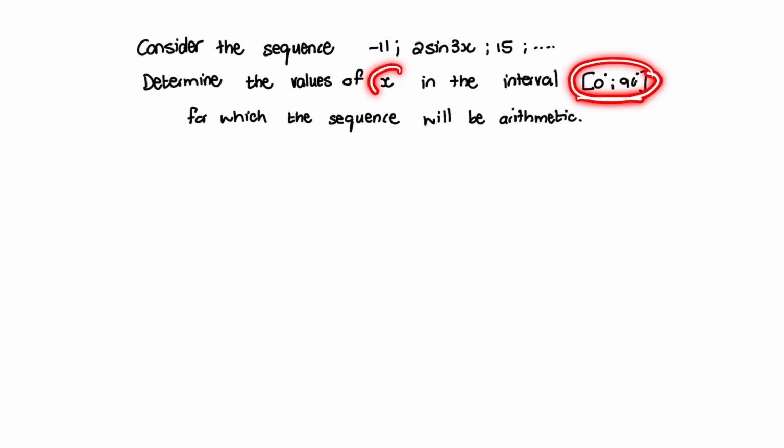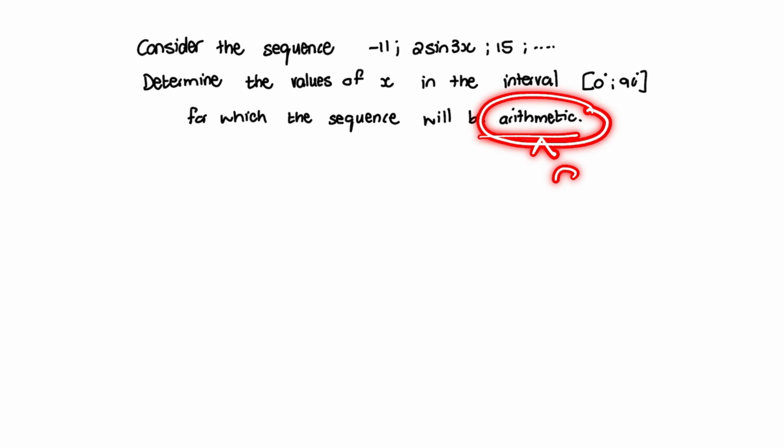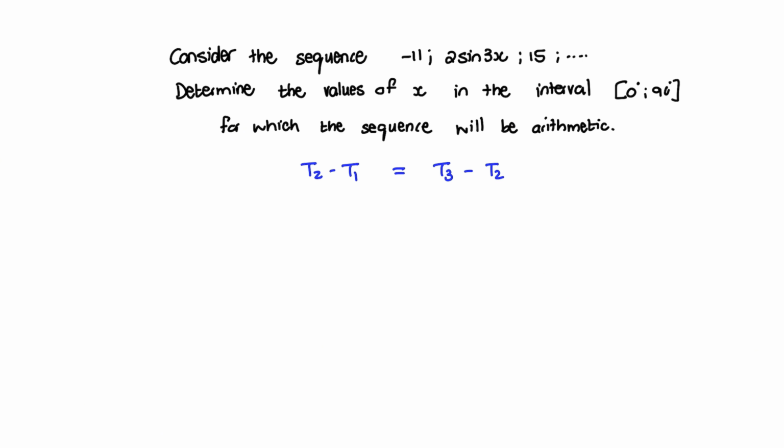So we know that x represents an acute angle, for which the sequence will be arithmetic. So this gives it away. They tell us that it has a constant difference between terms. So let us start with that information.